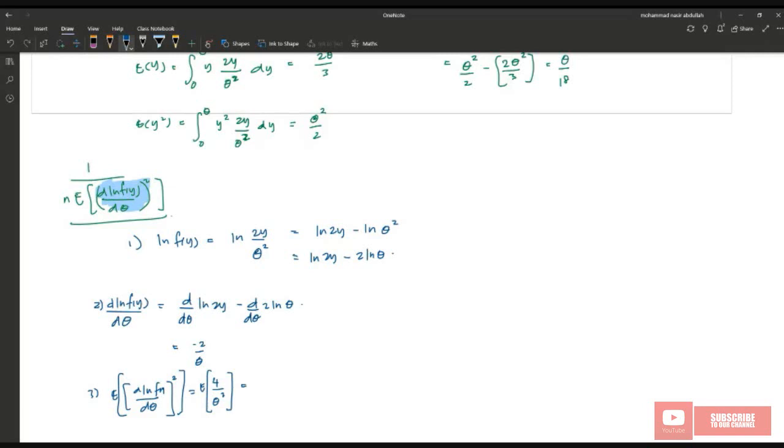So the expected value of 4 over theta squared, this one should be the integration from 0 to theta, right? 4 over theta squared multiplied with f(y), which is 2y over theta squared, with respect to y. So this one should be equal to 4 over theta squared again, right?